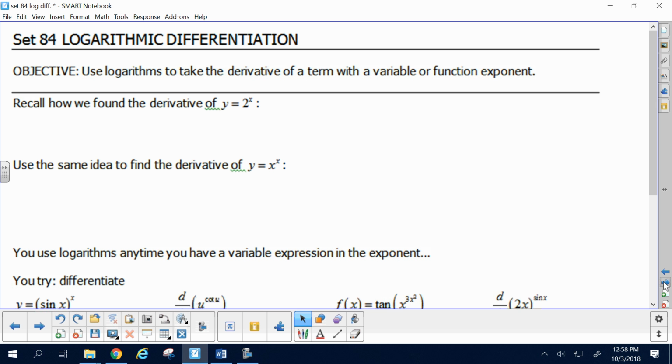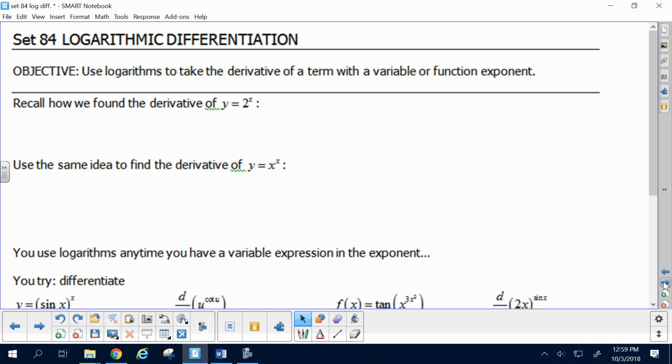Logarithmic differentiation. That sounds wordy and smart. Don't you feel smart just learning logarithmic differentiation? You should say that, and you'll impress the guys or the girls. They'll use that for a pickup line in the bar. I know logarithmic differentiation now. It works every time. Okay.